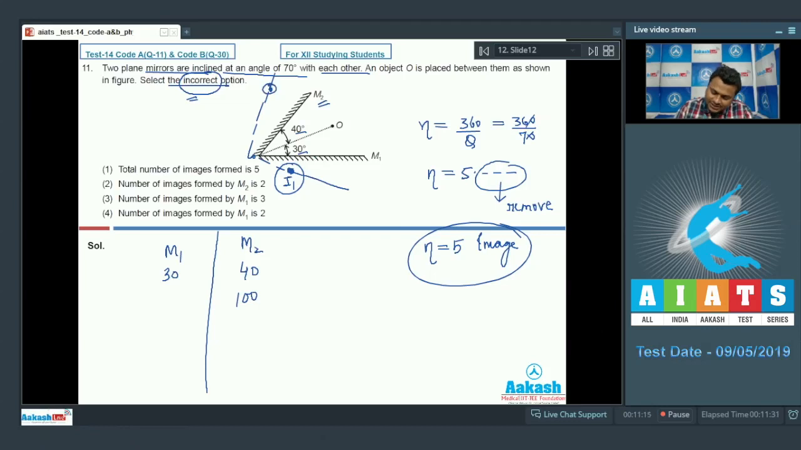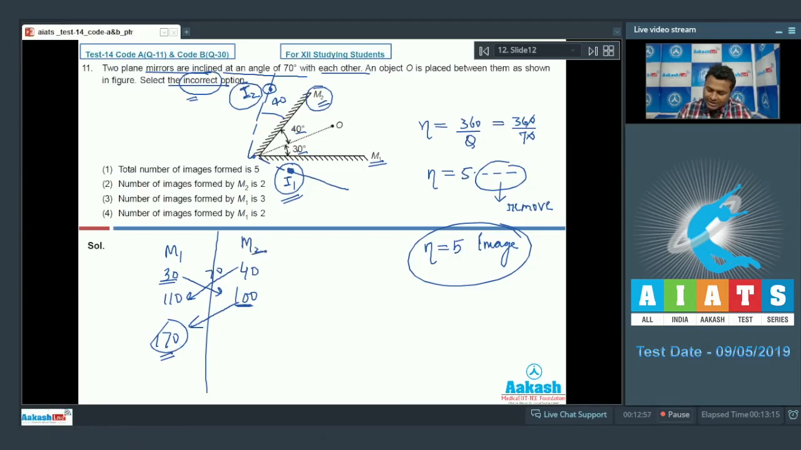Similarly, this I2 will act as object for M1. I1 is acting as object for M2. Similarly, I2 is acting as object for M1, making angle 40 plus 30 plus 40, 110. Now see, 30 raised by 70, you are getting 100. 40 raised by 70, you are getting 110. You have to follow the same pattern. 30 plus 70, 100, and 100 plus further 70, 170. So the third image of M1 will be formed at an angle 170.